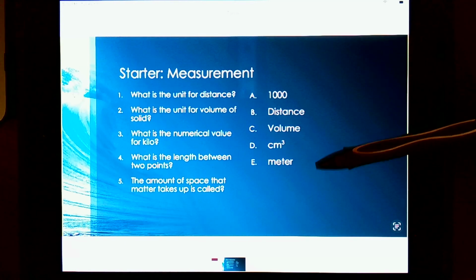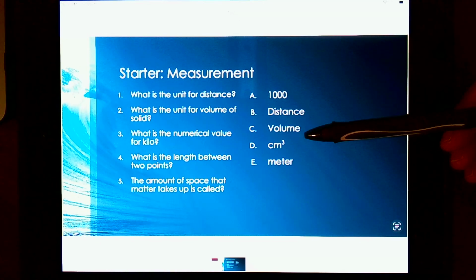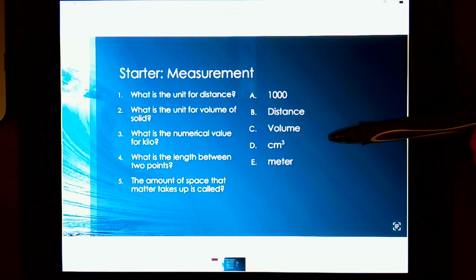All right, number two, what is the unit for volume of a solid? You should know the volume of a liquid is in milliliters. So now you're looking for the volume of a solid. Your answer for that one should have been D, so centimeters cubed.